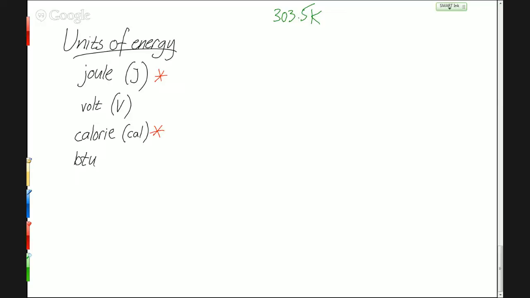So does anybody know where that calorie unit comes from? Calorie unit has a very specific source, very specific origin. Well, we use it in nutrition, yes. But as an energy measurement, I don't know if anybody's read ahead or anything. 1 calorie is the amount of energy it takes to raise 1 gram of water 1 degree C.